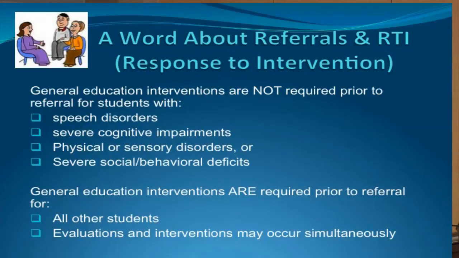And I broke it down here for you to kind of get an idea of what the criteria is. General education interventions are not required prior to a referral for students with disabilities such as speech disorders, severe cognitive impairments, physical or sensory disorders, or severe social behavior deficits. If your student has any of these 4 areas of need, they skip RTI and they go straight to an IEP evaluation. If they don't have any of these needs, then they go through the RTI process of evaluation and trying to find some supports and interventions in the gen ed setting for that child.